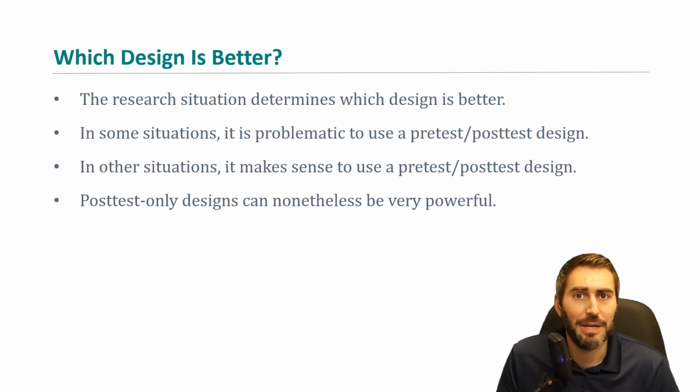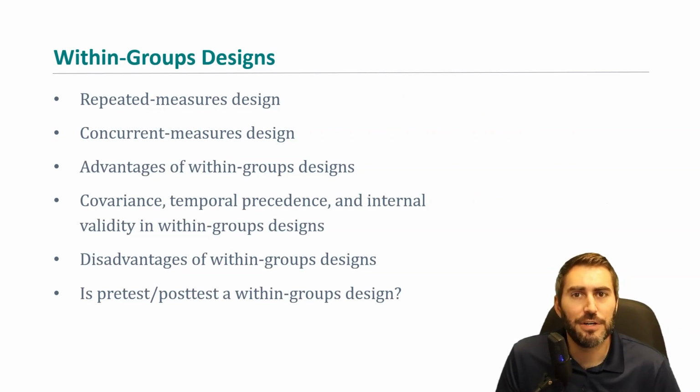But don't underestimate post-test only designs. When you combine a manipulated independent variable with solid random assignment, it's already an incredibly powerful tool for showing cause and effect. Now let's switch gears and look at our second major category, within groups designs. We're going to cover the 2 main types, repeated measures and concurrent measures, and talk through the unique advantages and disadvantages of running a study this way. We'll also look at how these designs handle our causal criteria and clarify whether a standard pretest post-test design counts as a within groups design.